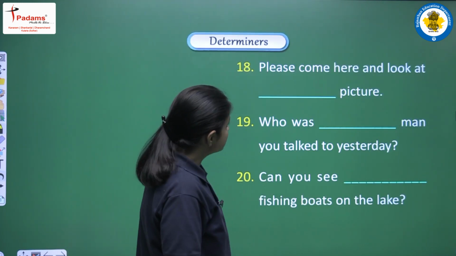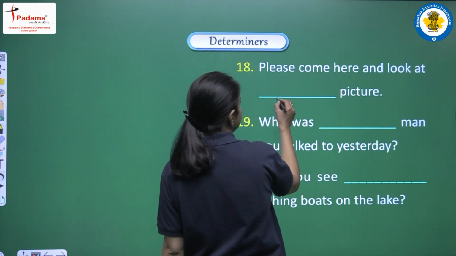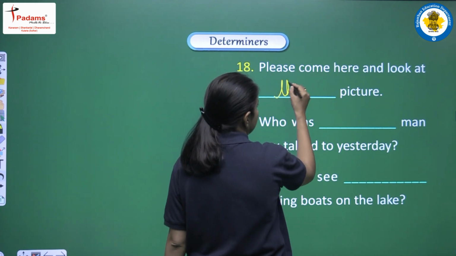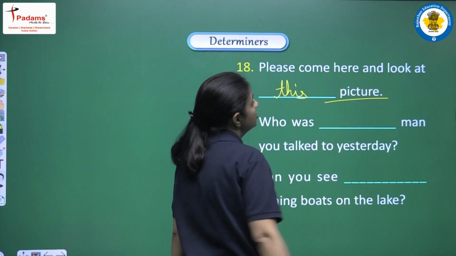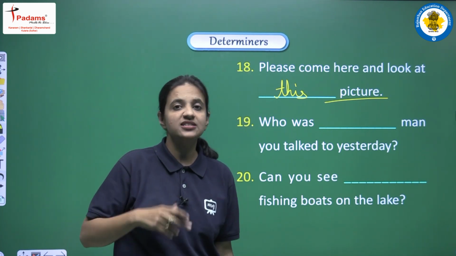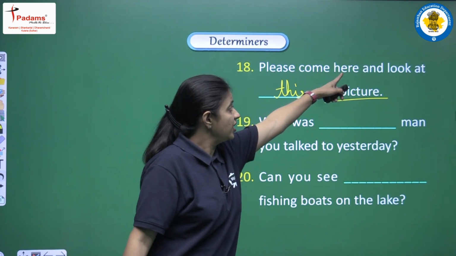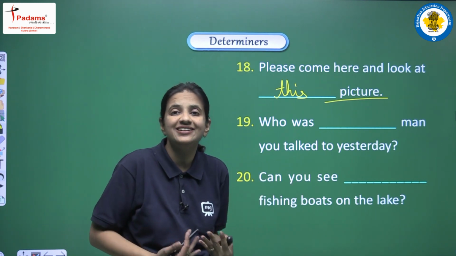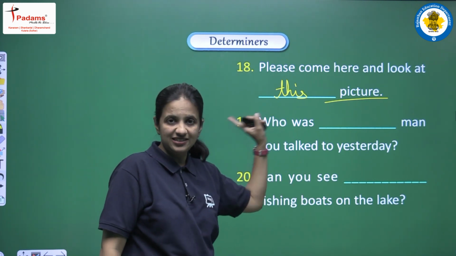Next is, please come here and look at this picture. Why this? Because we are having singular. So for singular we are having two words, this and that, and we are talking about here. Here means near, and this is the reason we are choosing this.